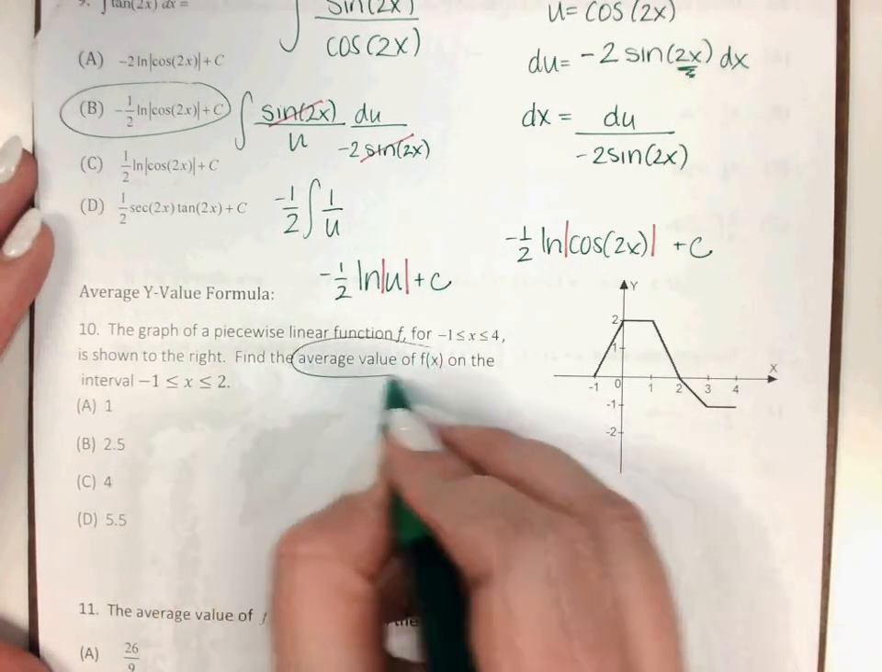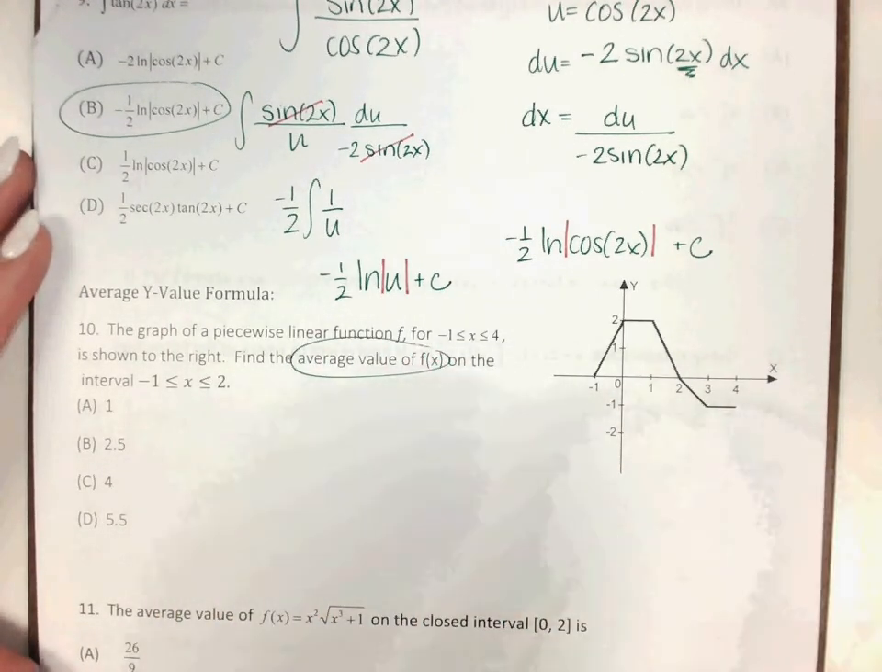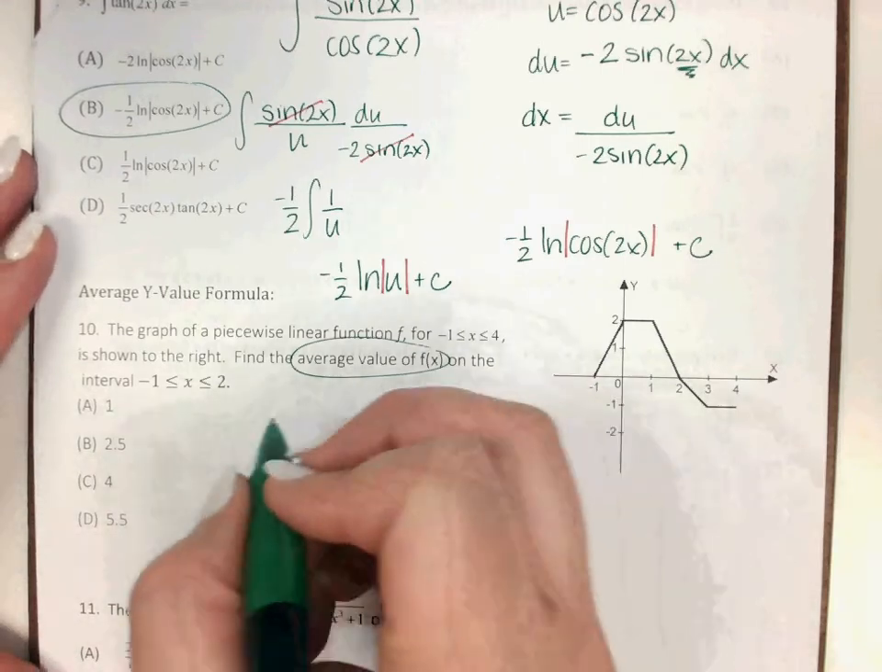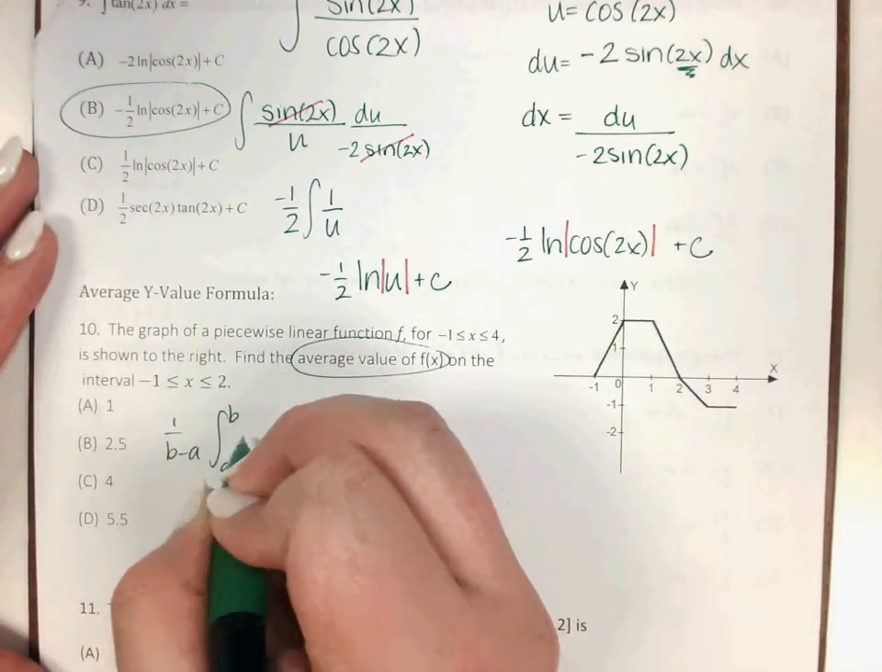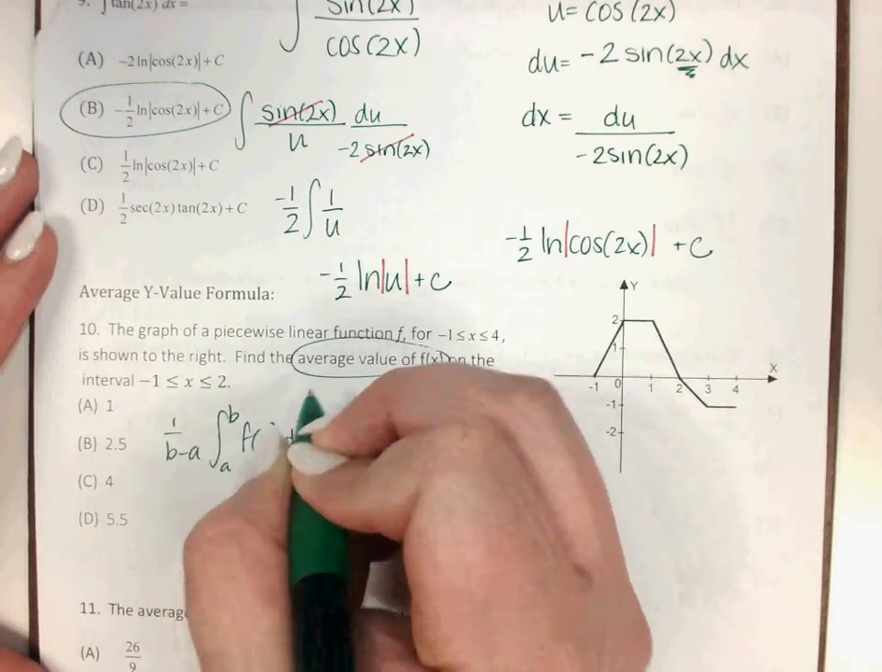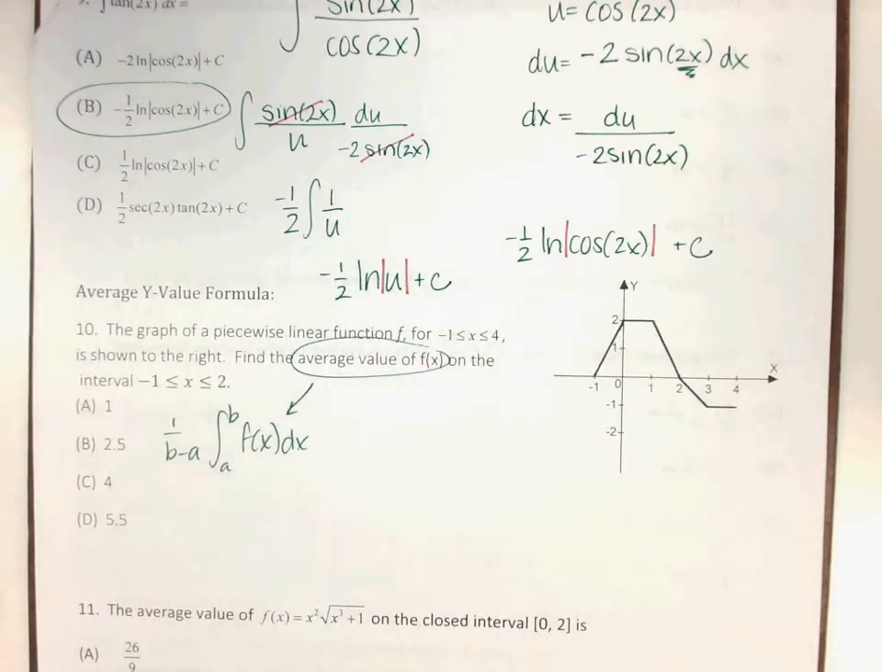Okay, the correct answer is not there on number 10, but how do I find average value? Is that average rate of change? No, average value is a formula, 1 over what? B minus a. Okay, 1 over b minus a, integral a to b f of x. Remember, average rate of change is different than average value. They both are a formula, but you have to remember which one's which.